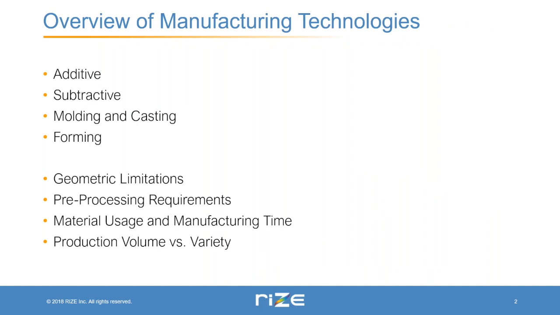So we'll start with a quick overview of the different technologies and factors that we'll be looking at. So there's additive manufacturing, also called 3D printing, and this includes a variety of different technologies which we'll look at. There's also subtractive manufacturing. This typically involves using machines to remove material from a stock piece. Then there's molding and casting, which will involve initially producing a molded part and then using the molds repeatedly to produce your end use parts.